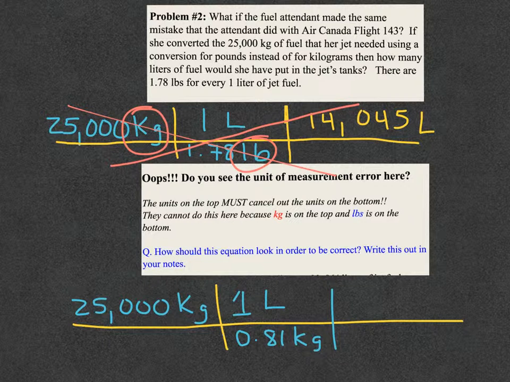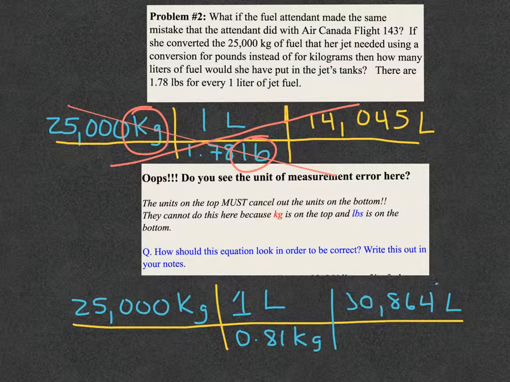So now we're going to take our 25,000 kilograms times 1, divide by 0.81. When we do that, we get a final answer of 30,864 liters of fuel. We'll talk more about this stuff in class.